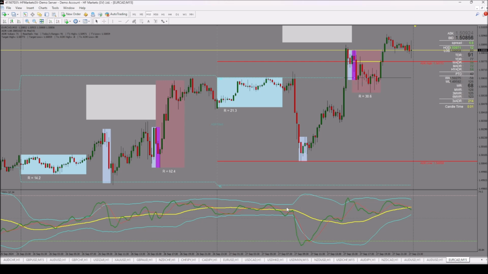A shark fin is basically when the market, or this green line, which is the RSI line, goes outside the bands and then goes back inside the bands. That effect, coupled by price being in the shadow box, is actually an entry point that is enough for us to get an entry.